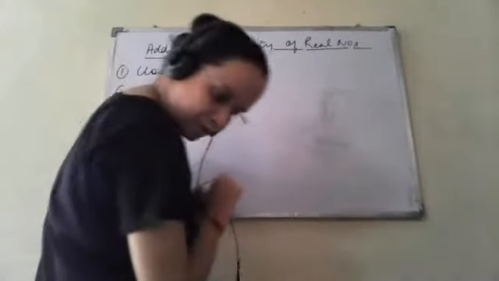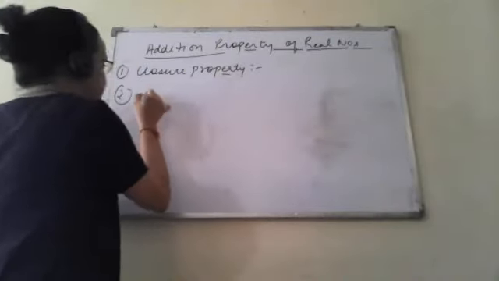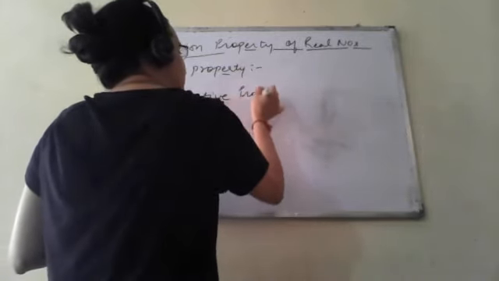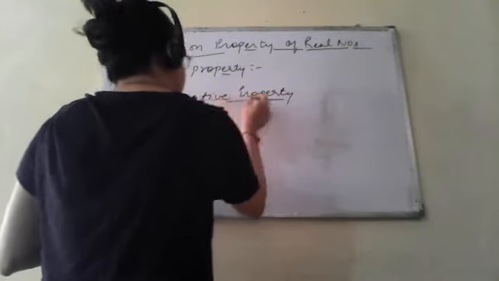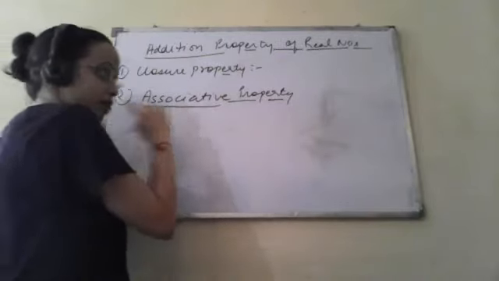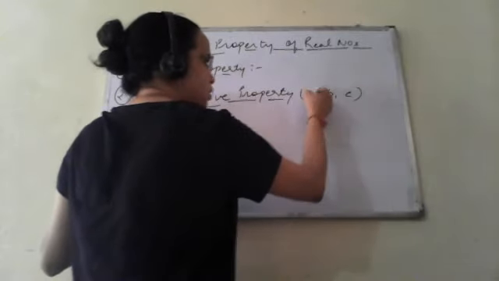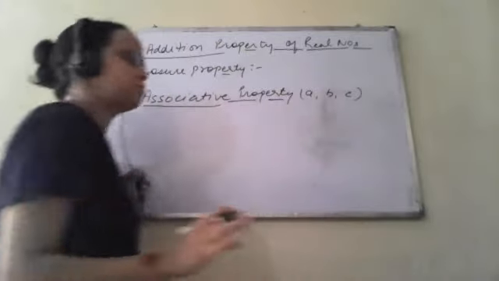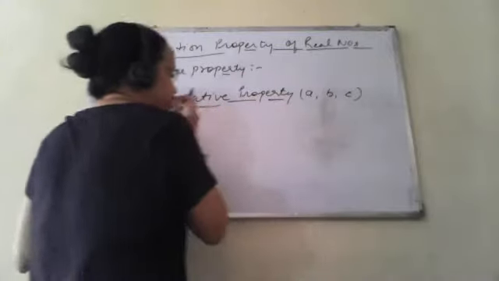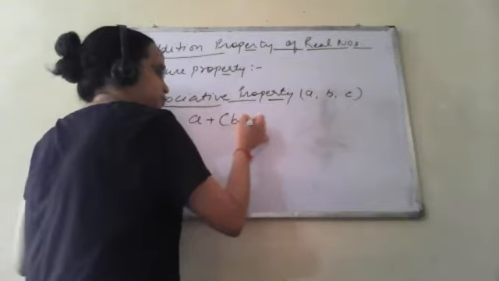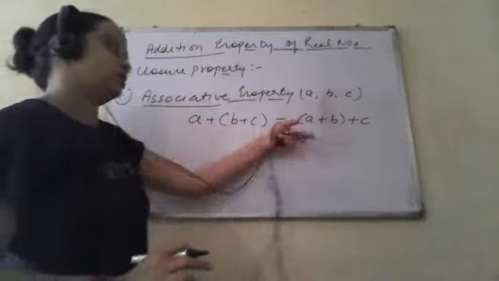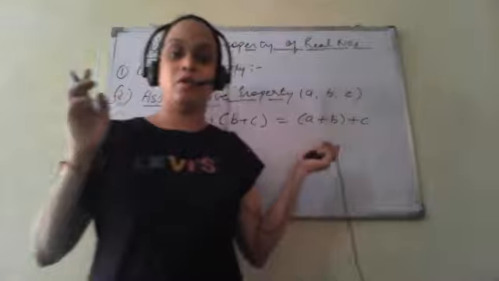The second property is the associative property. The associative property says that the generalized form is: if A, B, C are three real numbers, you can take any numbers, these are just for representation, you can take X, Y, Z or P, Q, R, then we can rewrite or rearrange in this way or any suitable way, and the result will not be affected.